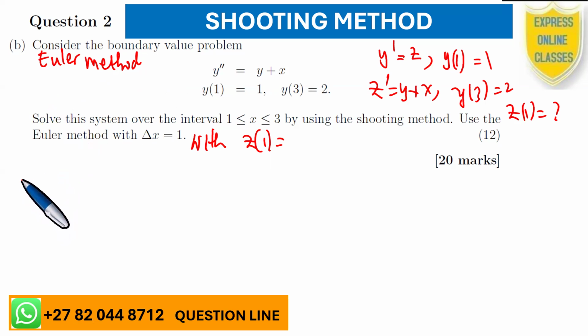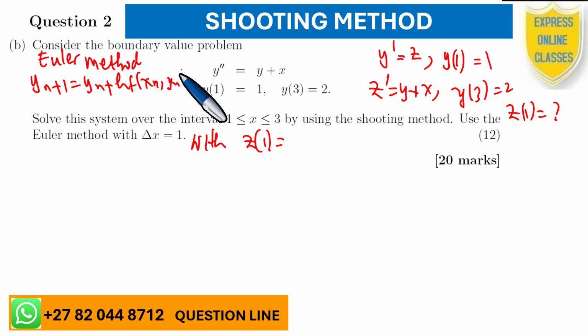Because of the Euler method. What is Euler? Y n plus 1 is Y n plus H F of X n, Y n. But this is first order Euler, first order Taylor. We did examples on the Taylor method several times, for different problems, and pretty much every paper has a question on the Taylor. So it will be very important to make sure that you recap on our previous videos. Right, so now with Z at 1, it is the third guess and it is minus 0.5 from the interpolation formula.